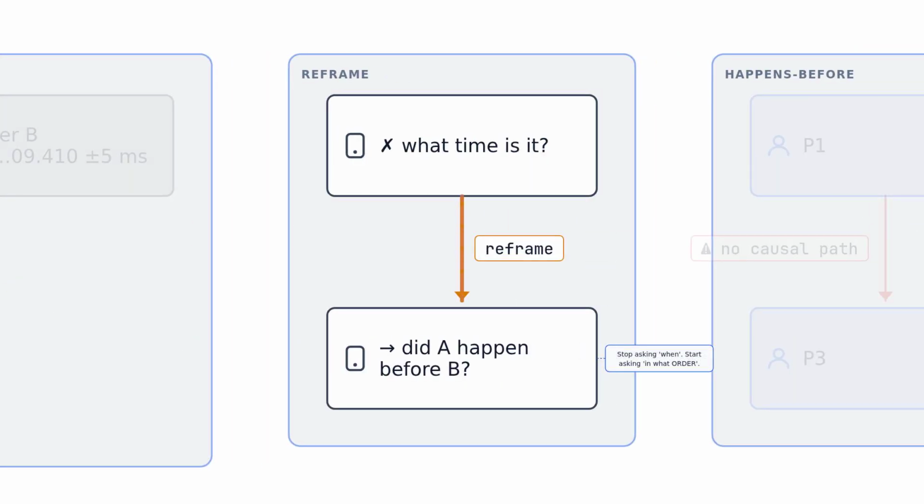So the field makes one move. It stops asking the clock for a time and asks a different question entirely. Not when, but in what order. And you can answer that without a clock at all.